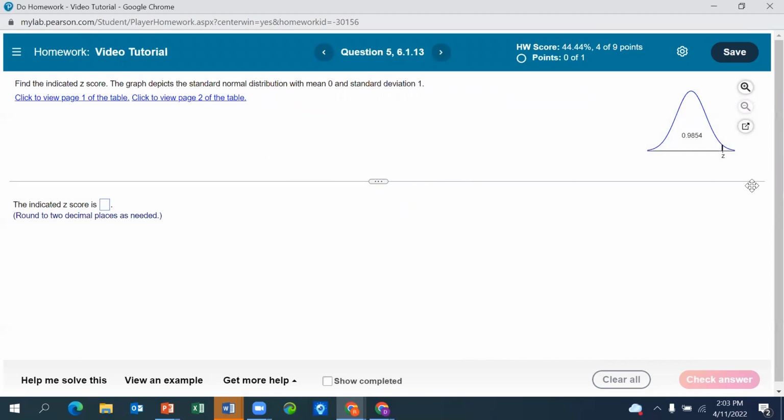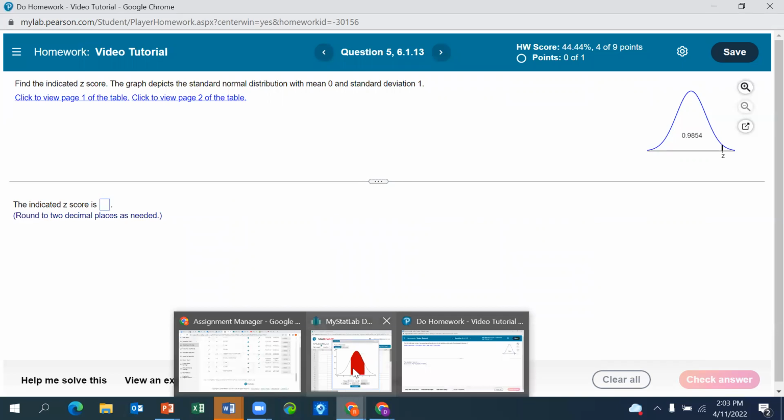This would be the same thing. No, this is, they've given us the probability. They want you to find Z. So again, you might want to use the table. However, in this particular problem, it is much easier to use StatCrunch. So we have the probability now, it's 0.9854. Let's go ahead and use StatCrunch.